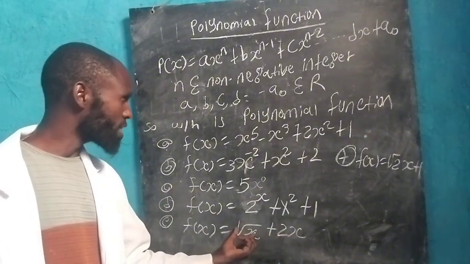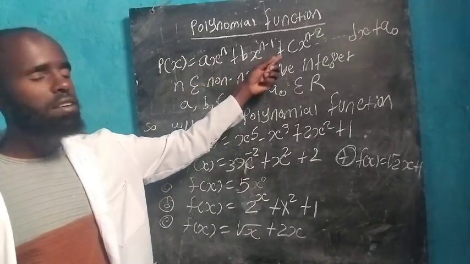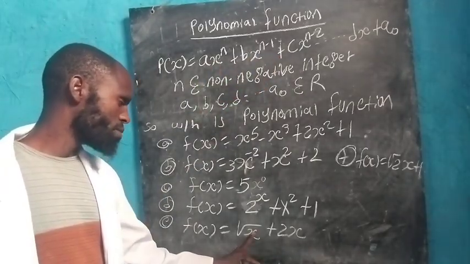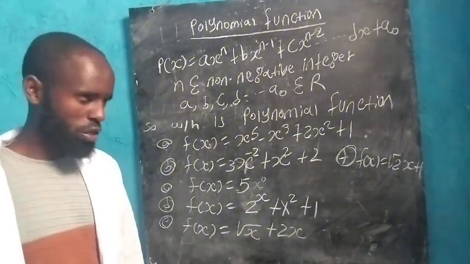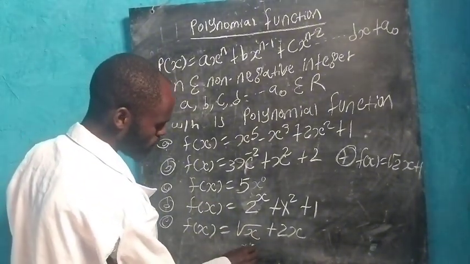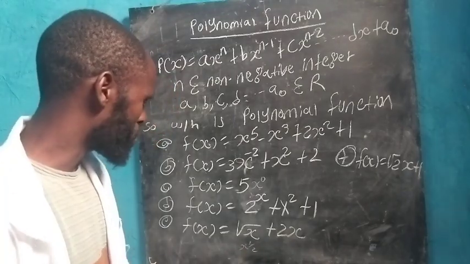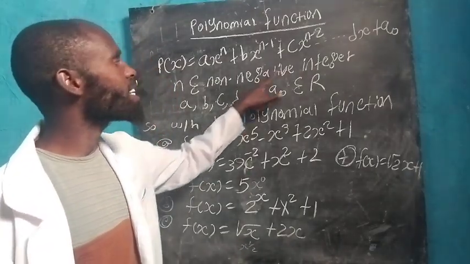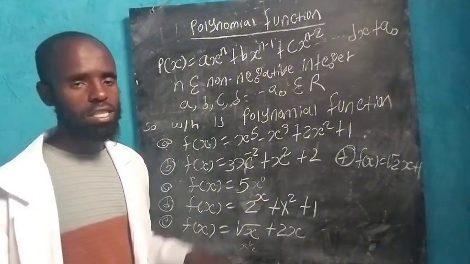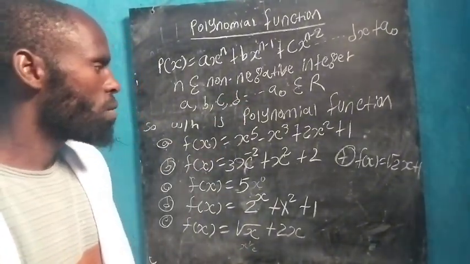Look at radical. Is there radical here? No. x is inside the radical, so it cannot be a polynomial function. In other words, it means x to the power of 1 over 2. 1 over 2 is not a non-negative integer. What about here?